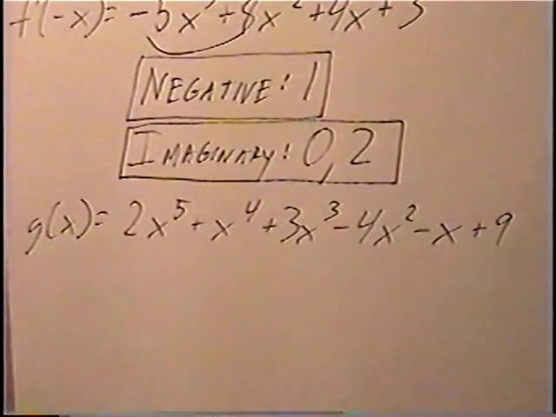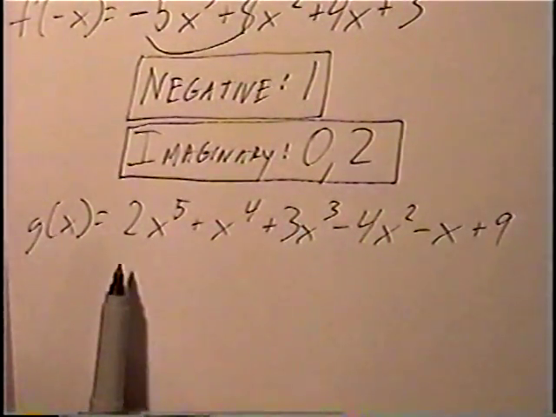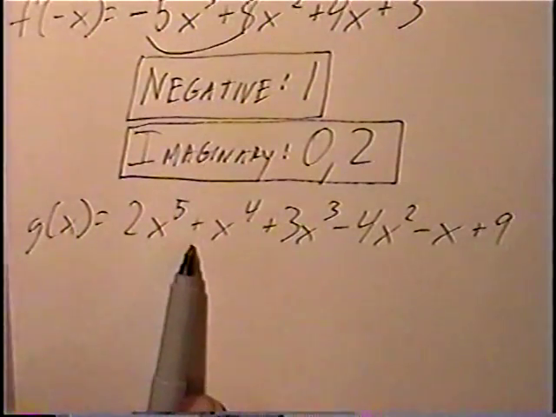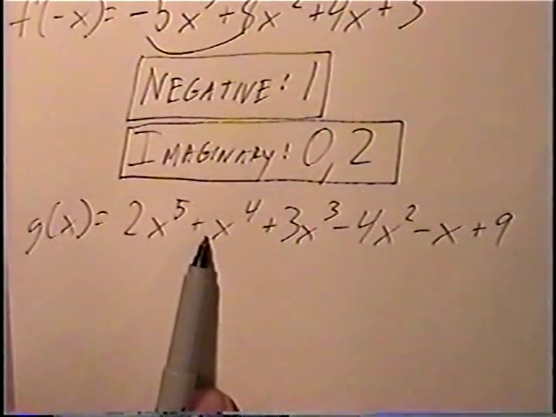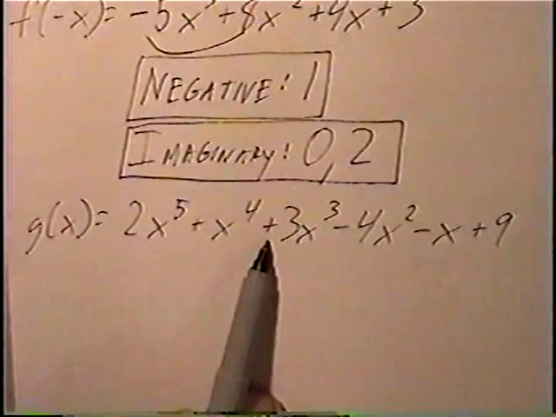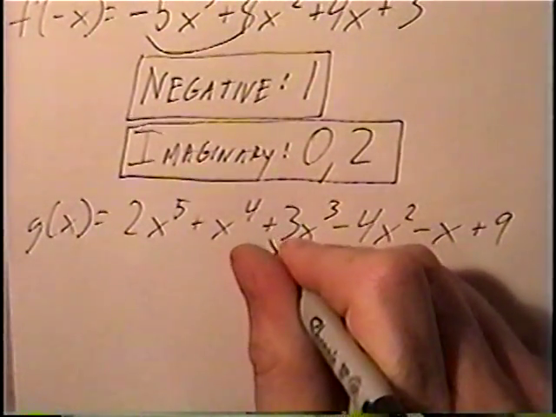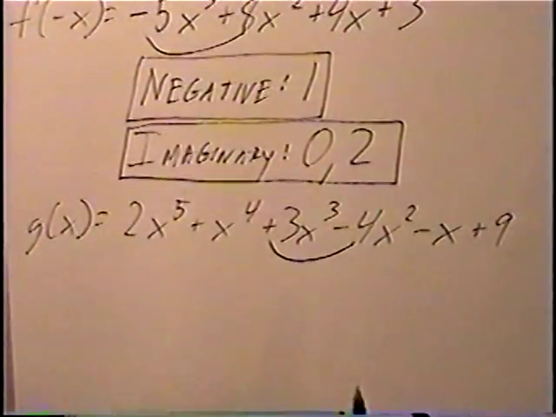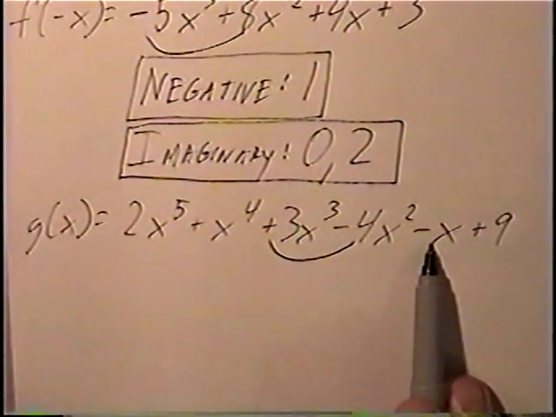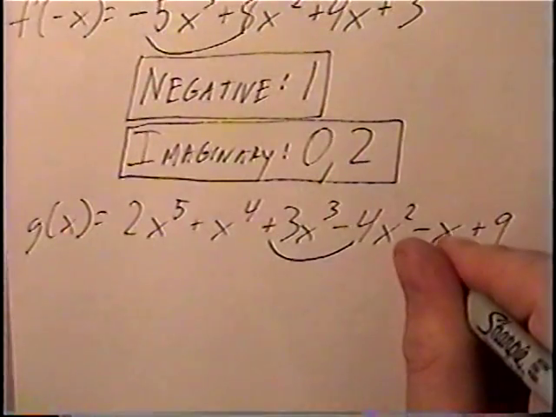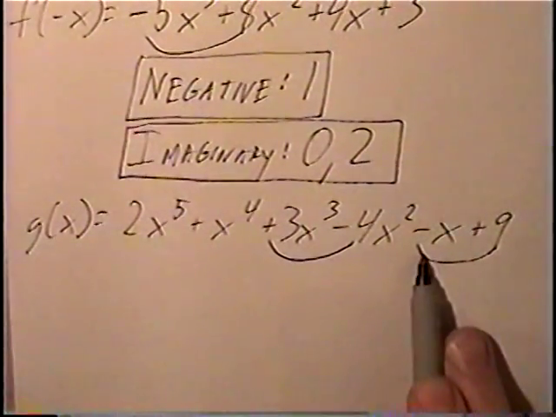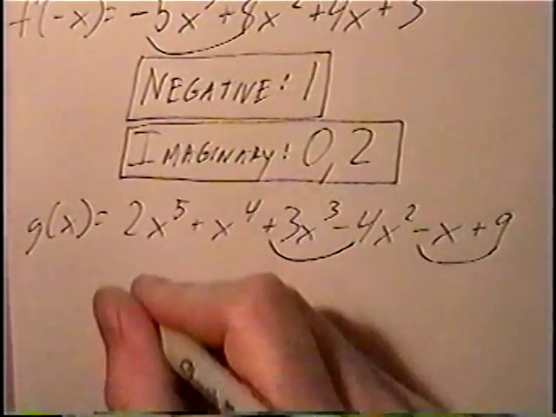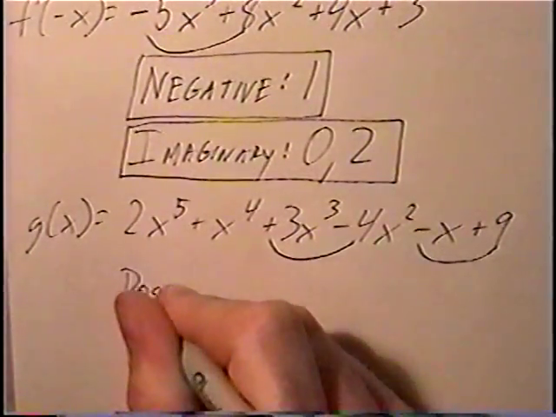The positive number of zeros, again, look at the sign changes. Going from a positive 2 to a positive 1 does not change, to a positive 3 does not change, but going from a positive 3 to a negative 4 would be 1 sign change. Negative 4 to a negative 1 does not change, but a negative 1 to a positive 9 would be a sign change.